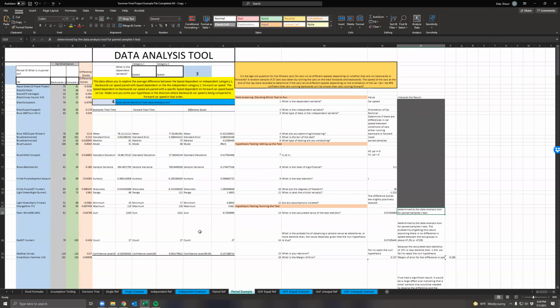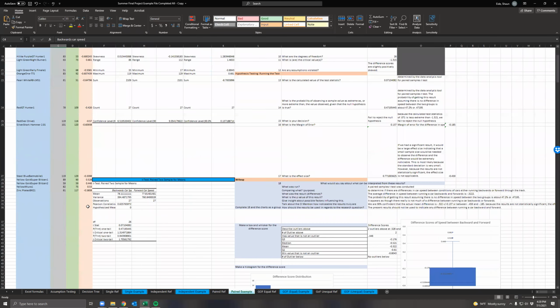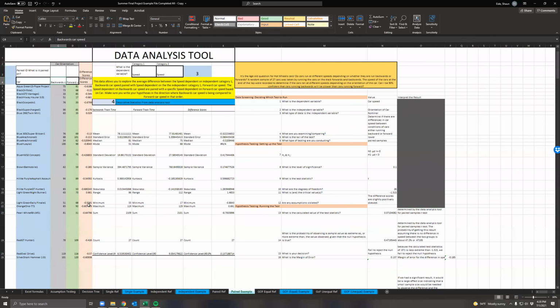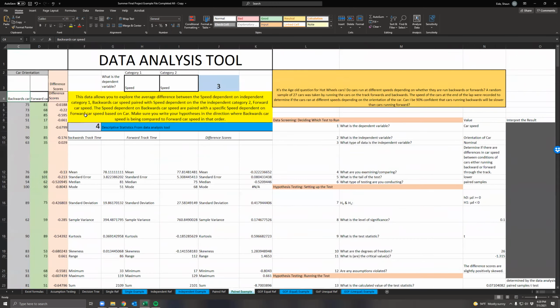Okay, in this lecture, we're going to be going over the paired samples t-test example for the final project. So I'm going to go ahead and share my screen. This right here is the example file, and you should have all of this wonderful information here. We have the data right here. Let's take a look at what we're doing.